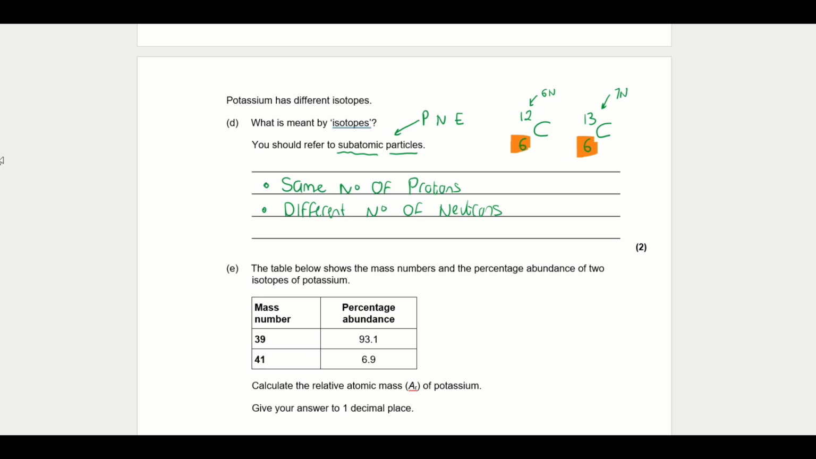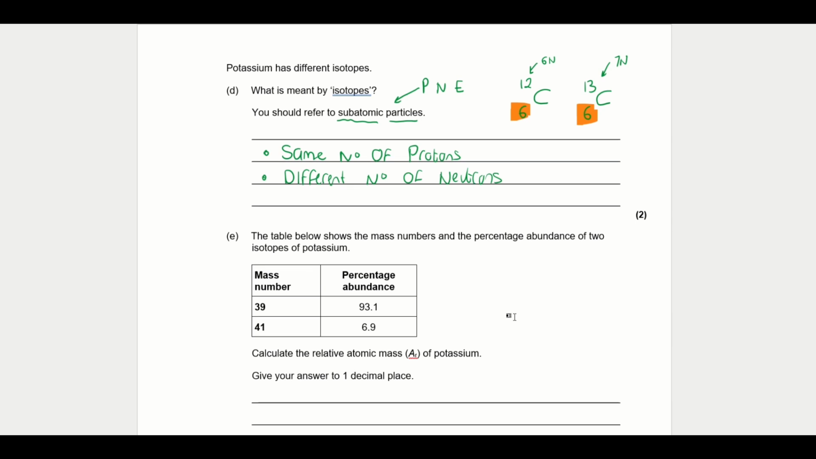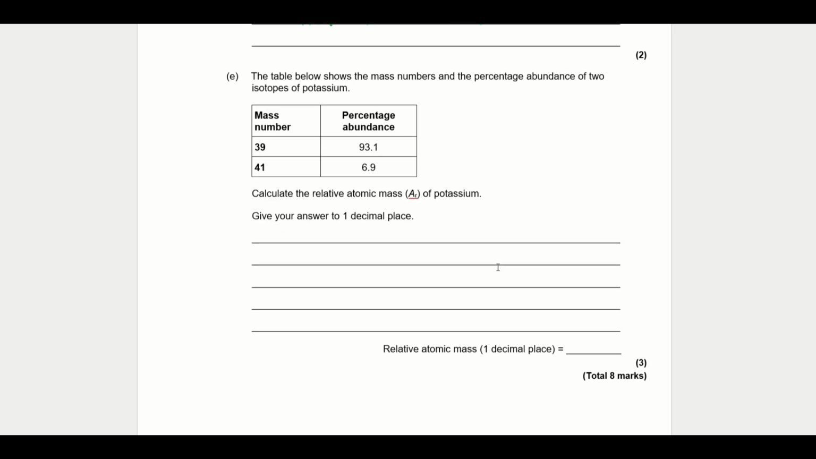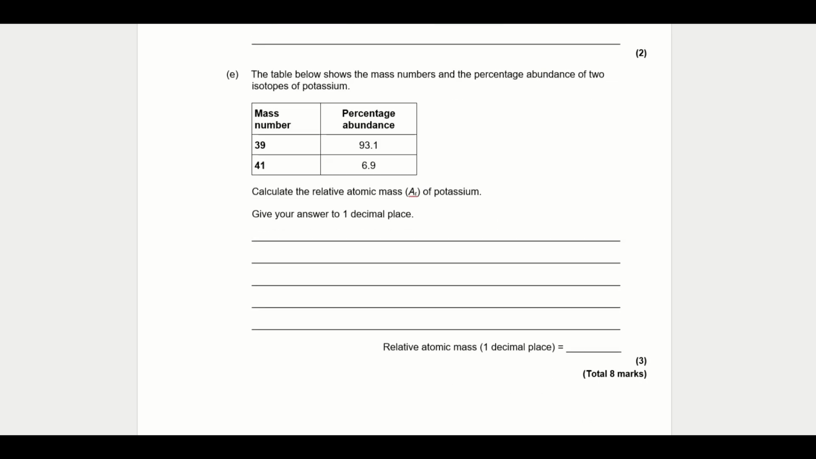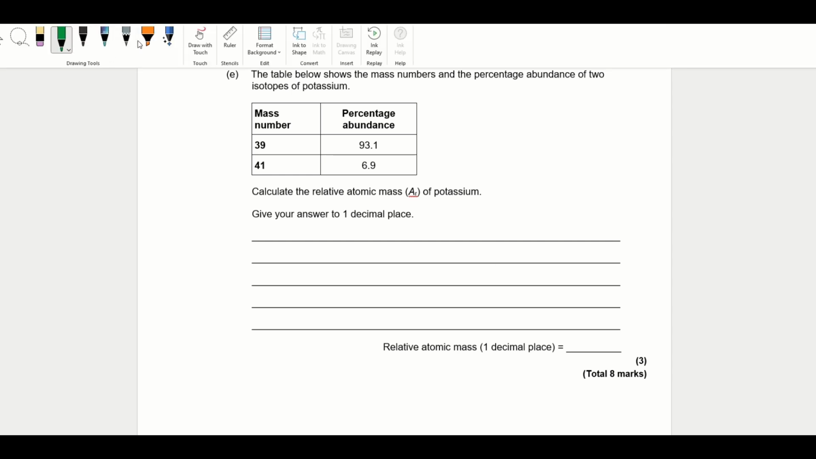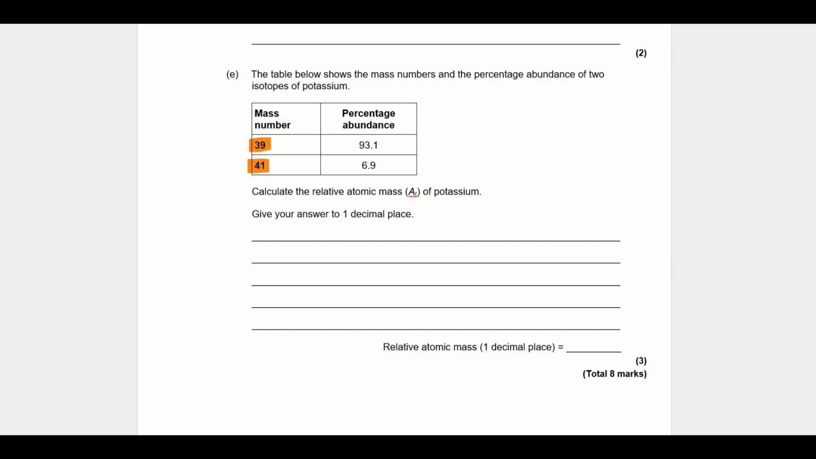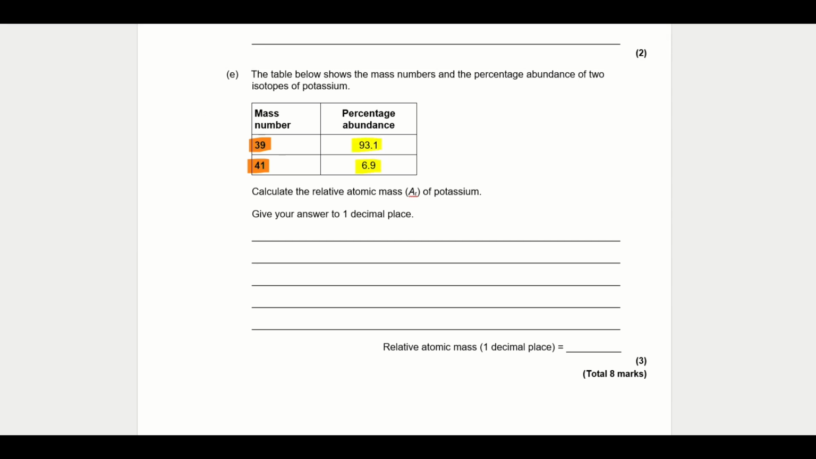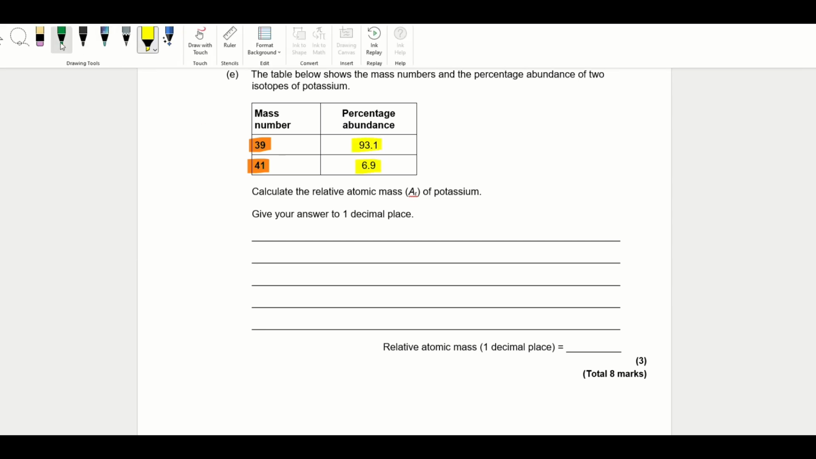The next one is calculating what we call the relative atomic mass after being given the isotopes. So what will happen in these questions is you'll be given a mass number of each isotope and a percentage, and what you need to do is multiply the mass number, and I'm going to highlight these in orange. You multiply the oranges basically by the percentages which I've put in yellow. So it should be a relatively easy calculation once you do that.